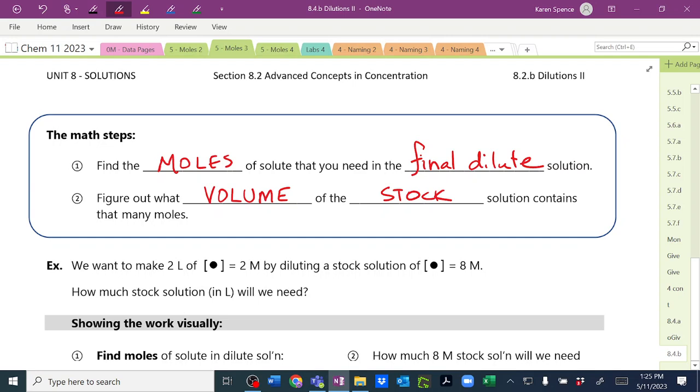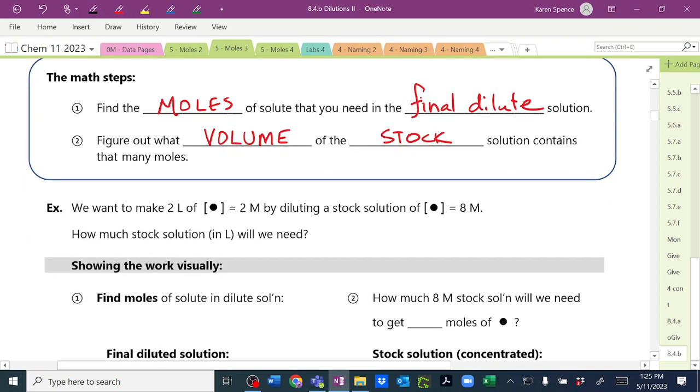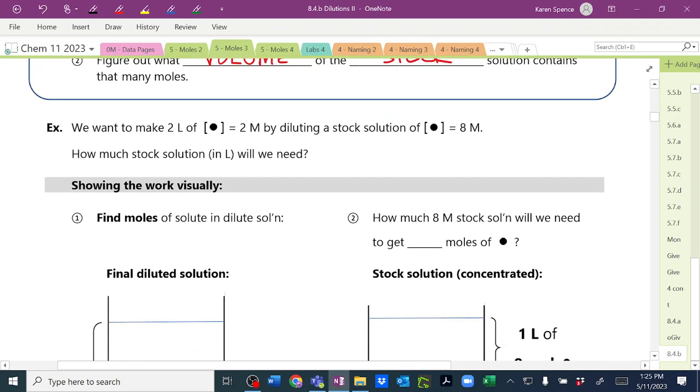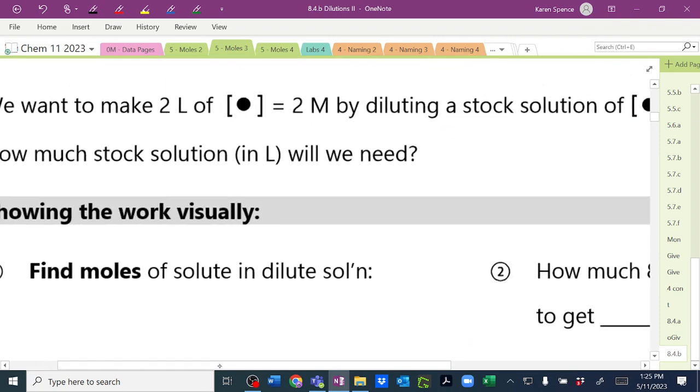So we're going to do a little visual, and then we'll do it mathematically. If you don't like the visual, that's okay. I'm not sure how I feel about the visual. Half of me thinks it's great, half of me is like, I find it's just maybe confusing. I don't know.